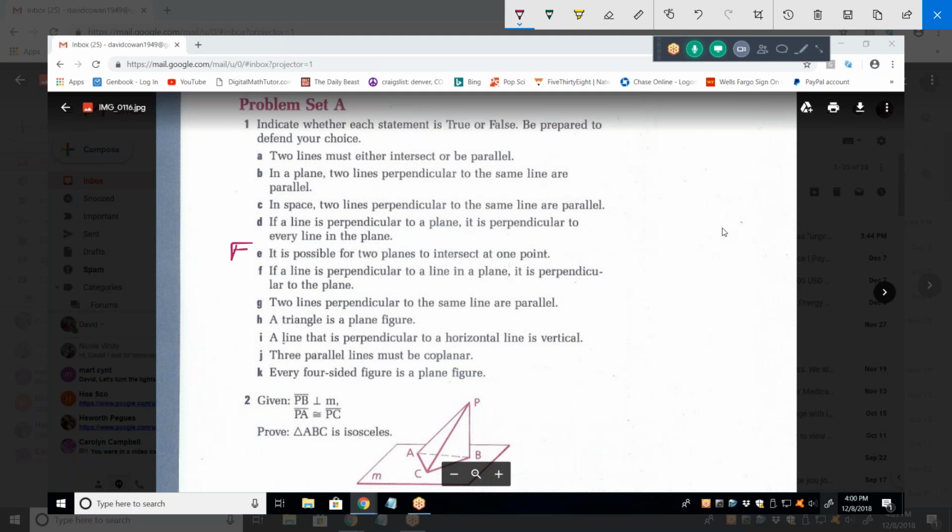If a line is perpendicular to a line in a plane, it is perpendicular to the plane. Well, there's the plane. And no, I can't draw it like that. I got to draw it like this.